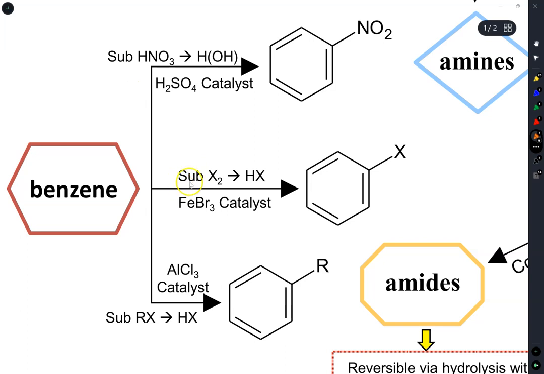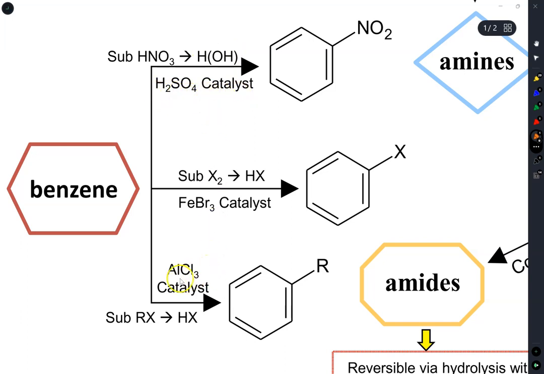In the first one we looked at, we substituted a halogen, and in return we created a hydrogen halide, and then whatever halogen you had got latched onto the benzene ring. In this case, iron 3 bromide is used as a catalyst. Then we talked about the substitution of nitric acid, where NO2 is latched on, but water is also a product or a byproduct of this reaction, and H2SO4 is used as a catalyst.